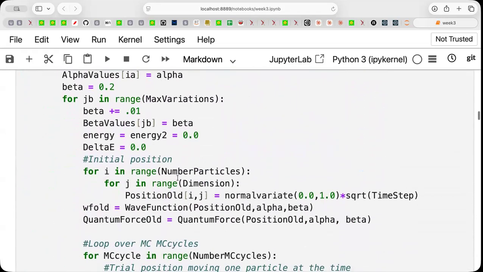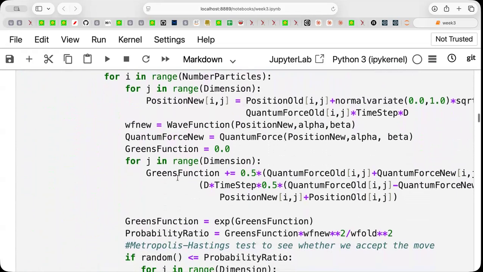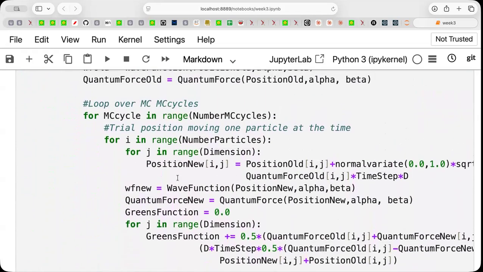And you will need to find the analytical derivatives for your wave function without having the interacting term first. So when we do this now, we have now the new position, and we can calculate the new wave function, and then we calculate the new quantum force.